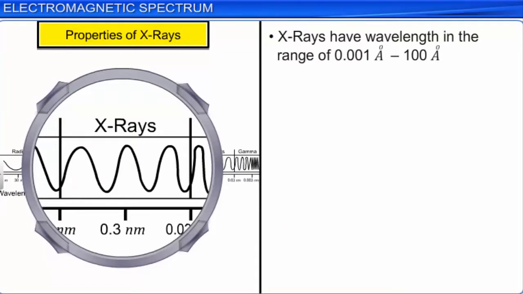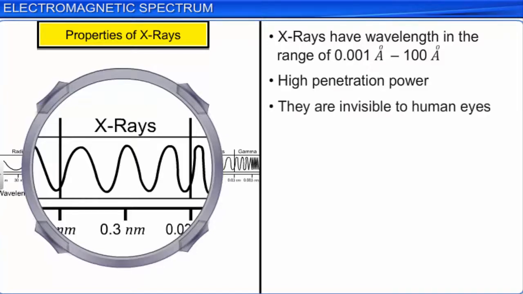X-rays have short wavelengths in the range of 0.001 angstrom to 100 angstrom and high penetration power. They can penetrate human flesh, but not bones. X-rays are invisible to human eyes and can damage or destroy living tissues. Therefore, it is advisable to avoid unnecessary exposure to it.